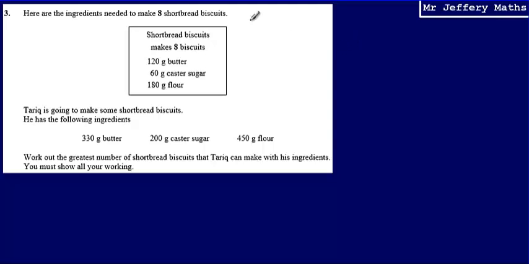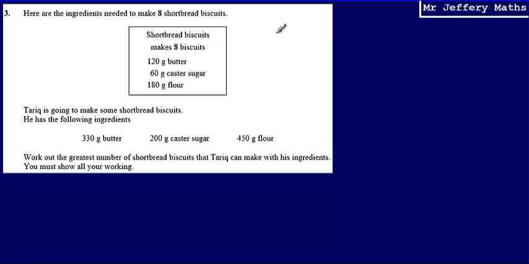This is question 3. Here we're given the ingredients needed to make 8 shortbread biscuits. We're given those ingredients here. We're then told that Tarek is going to make some shortbread biscuits and he has the following ingredients. We're then asked to work out the greatest number of shortbread biscuits that Tarek can make with his ingredients.